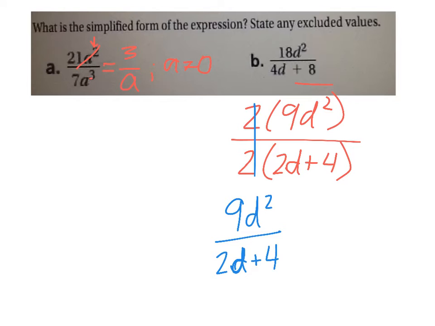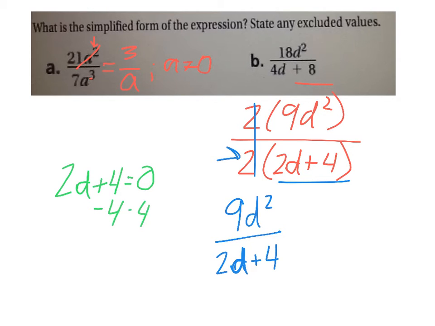But as I mentioned, we always have to check for our excluded values. This 2 on the outside doesn't really matter because it's not going to be a factor. If this right here is going to be 0, then the whole thing on the bottom is going to be 0. So I'm going to travel over here. We're going to set 2d plus 4 equal to 0. Once again, you might be able to do that in your head, or you might have to write it out. That's your judgment call there.